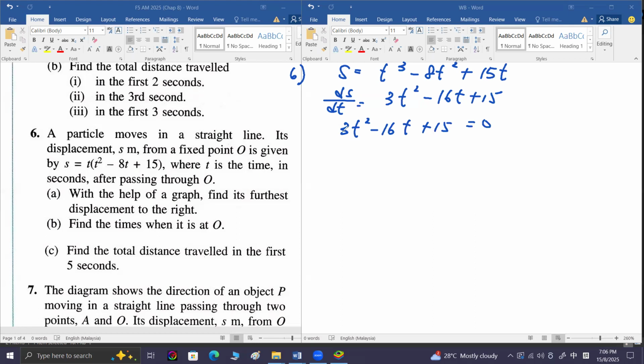Yeah, you find 3, negative 16, 15. I hope you still remember, yeah? Okay, find the t with the quadratic equations. Still remember, yeah, equations? So 3, negative 16, 15. I get 4.1 and 1.2. Okay, all of you can get this value?